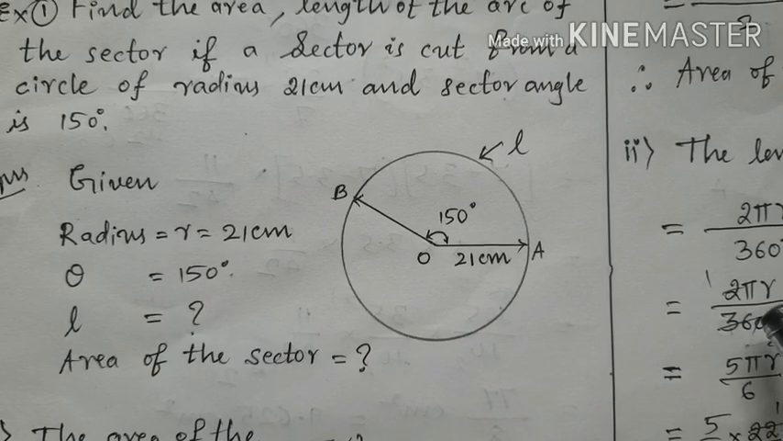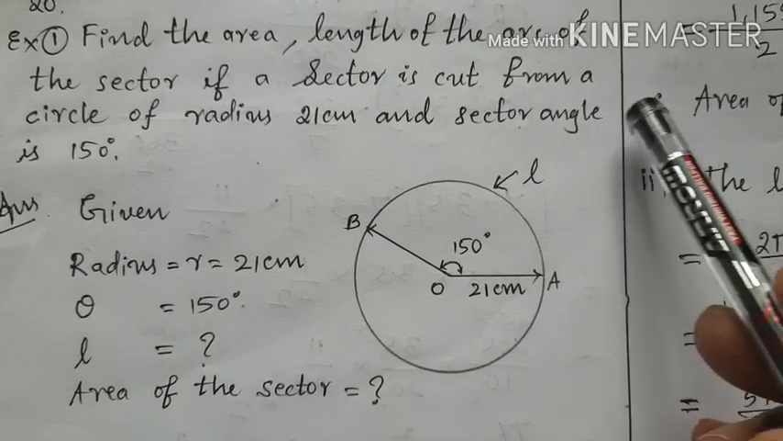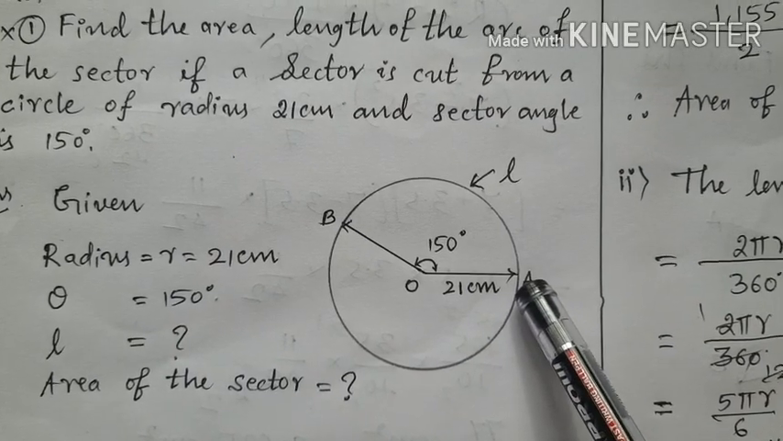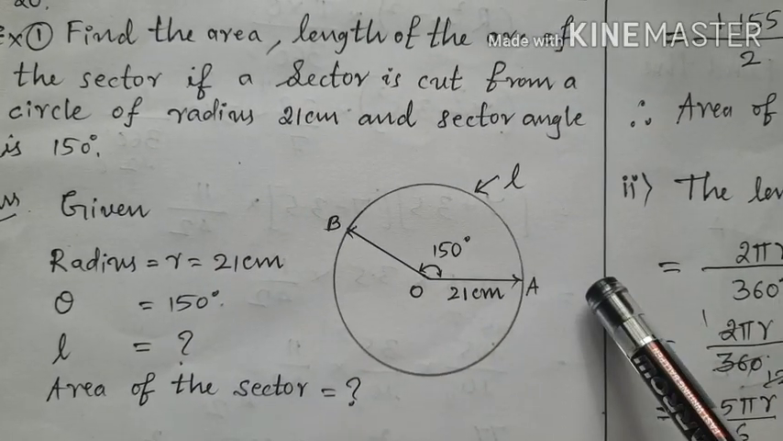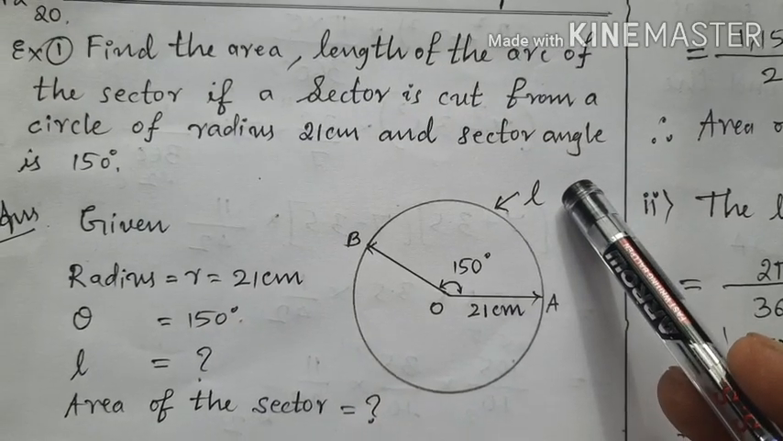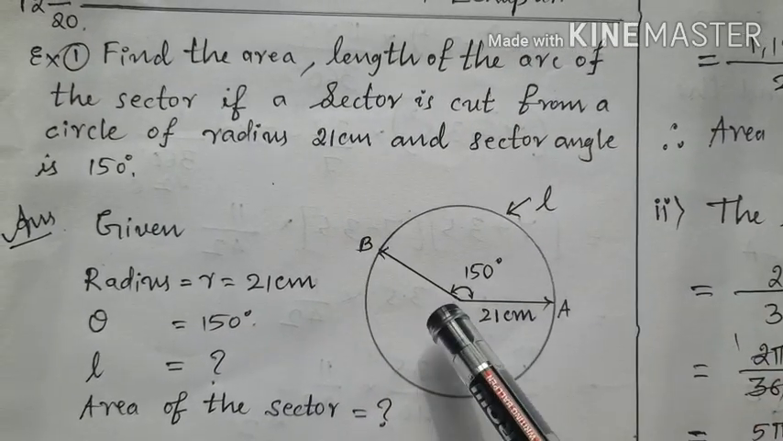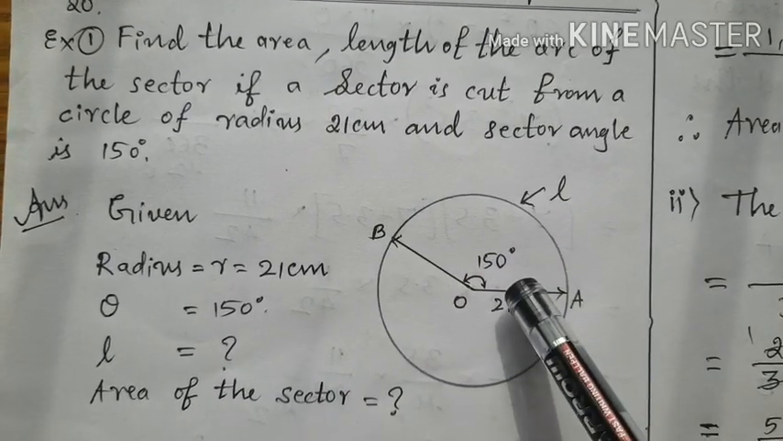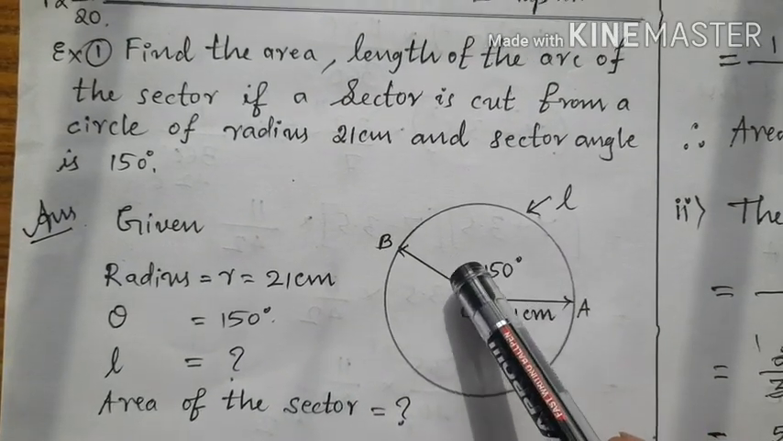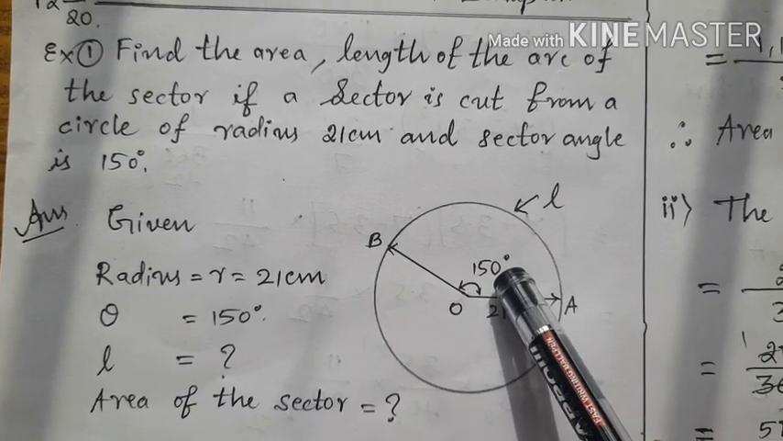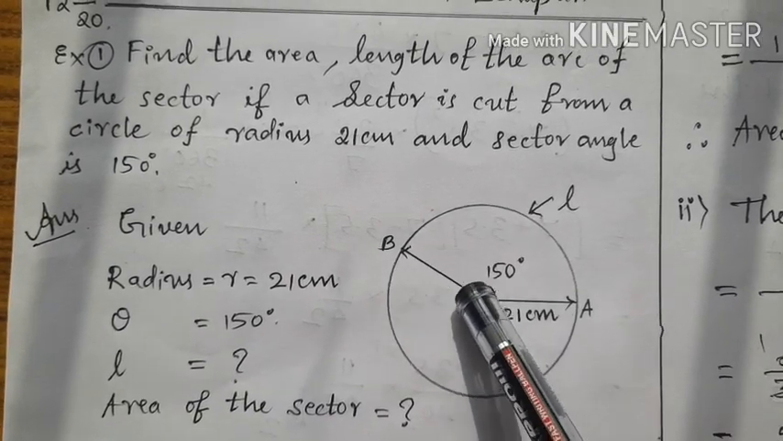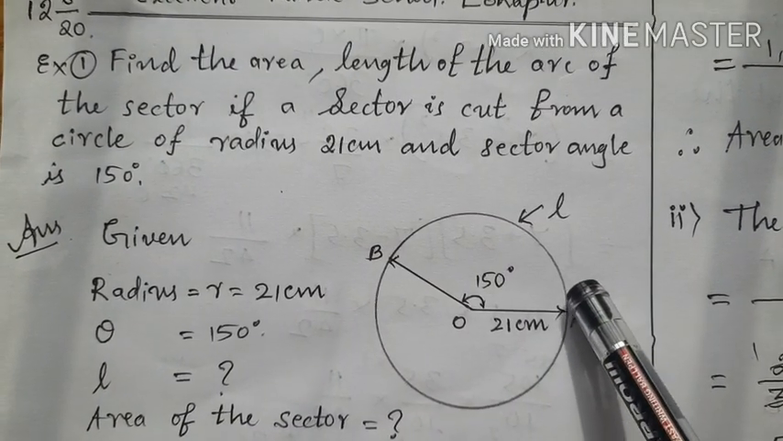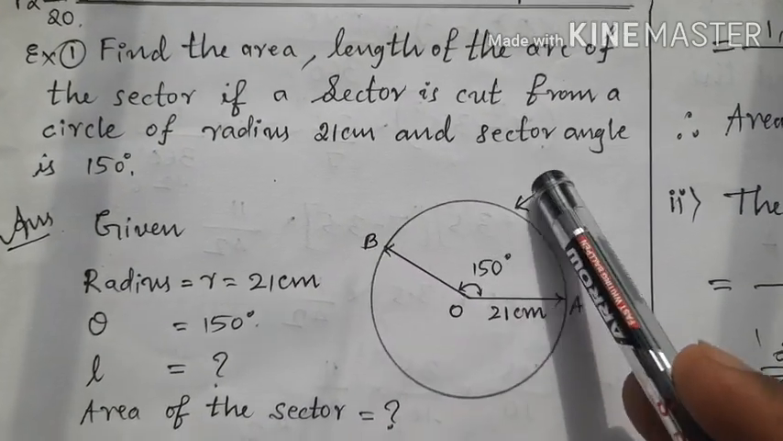Let us analyze the question. Here there is a circle of radius 21 centimeter. From this circle they have cut a sector, sector OAB. And the sector angle is 150 degree. They have asked us what is the area of this sector, and what is the length of the arc AB.